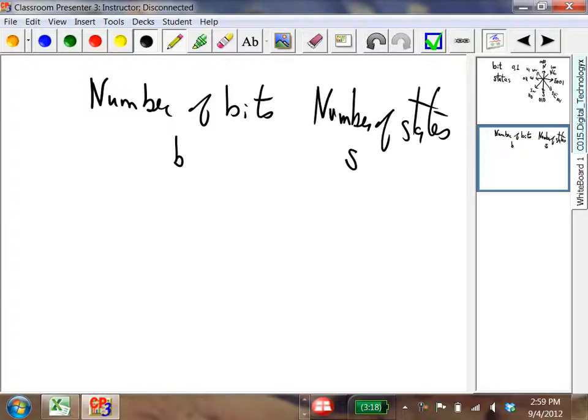I mean, we have one bit. How many states are there? So that can be 2. Have 2 bits, got 4 states. So it's 4. And it's 3 bits, 8 states.